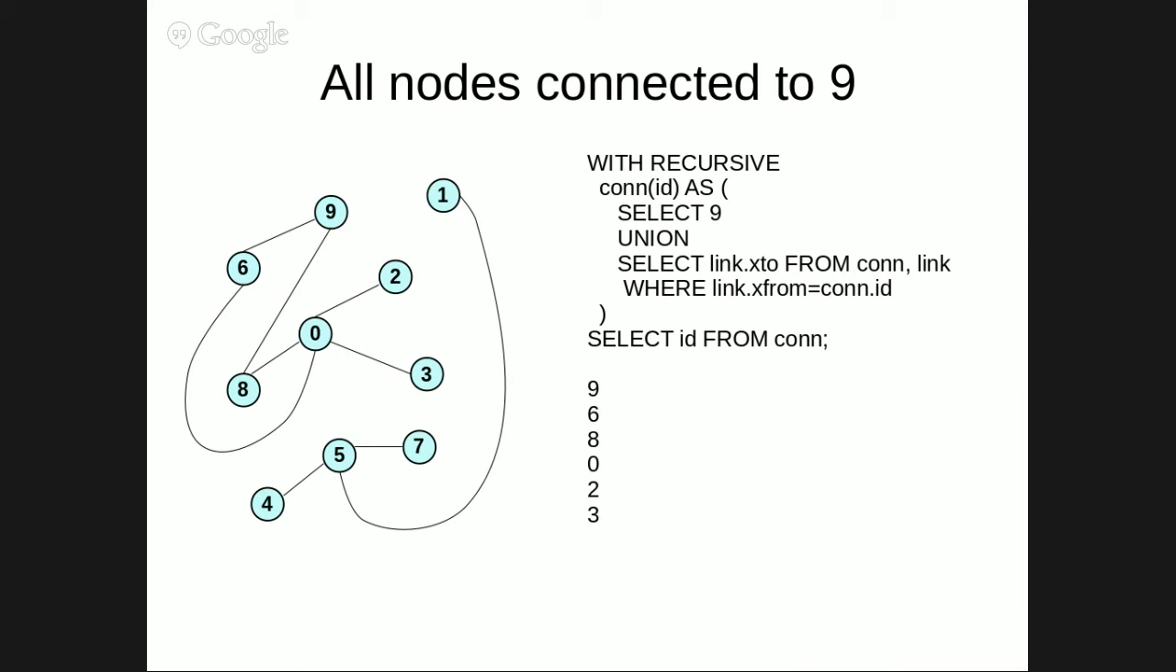And so if you run this, you will in fact get output that says 9, 6, 8, 0, 2, and 3. And that's the order that it actually comes out in. And you can kind of see how that happened, because it started at 9 and said, okay, what's connected to 9? 6 and 8 are connected to 9, so they came out next. And then, what's connected to 6 and 8? Well, that's 0. And what's connected to 0? 2 and 3. So you can kind of see what it did. And it does, in fact, do that.